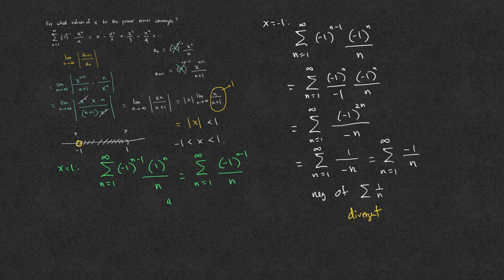And this is an alternating harmonic series. The harmonic series itself is divergent. The negative of a harmonic series is also divergent, but the alternating harmonic series is convergent. And so, since when x equals 1 the series converges, we include the right endpoint. And so this series converges on the interval open negative 1, closed 1, or negative 1 less than x less than or equal to 1.